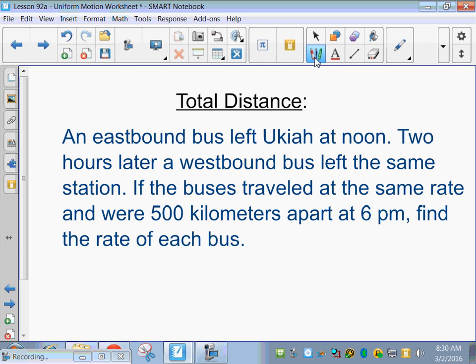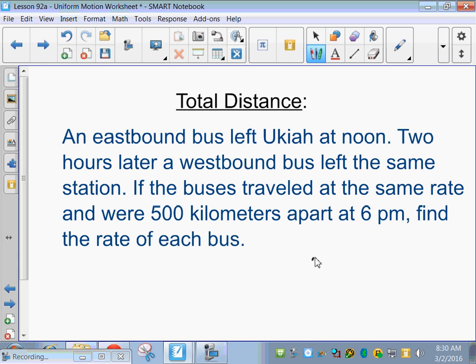The eastbound bus left Ukiah at noon. Two hours later, a westbound bus left the same station. If the buses traveled at the same rate and were 500 kilometers apart at 6 p.m., find the rate of each bus. All right, so our picture, you guys, we're heading eastbound, and then we're heading westbound.